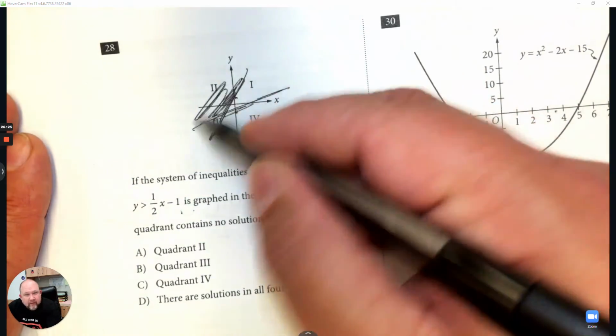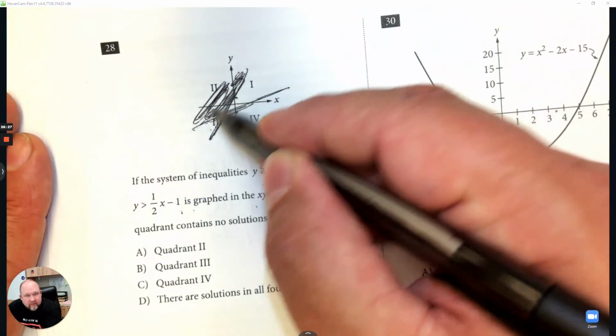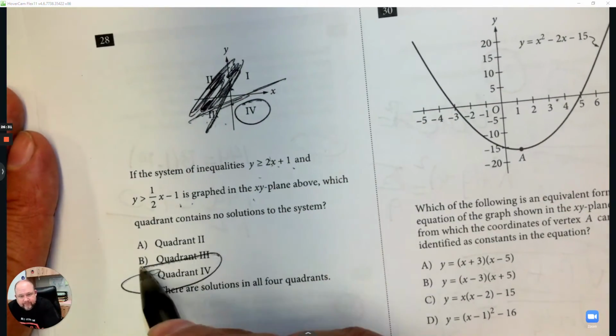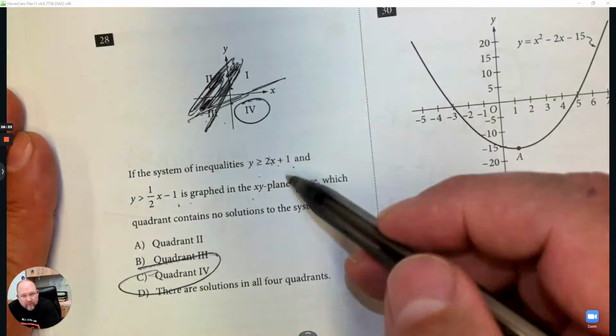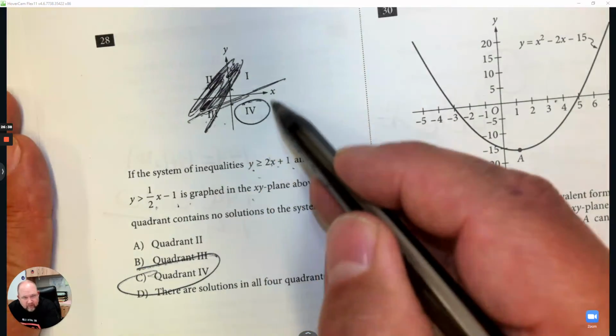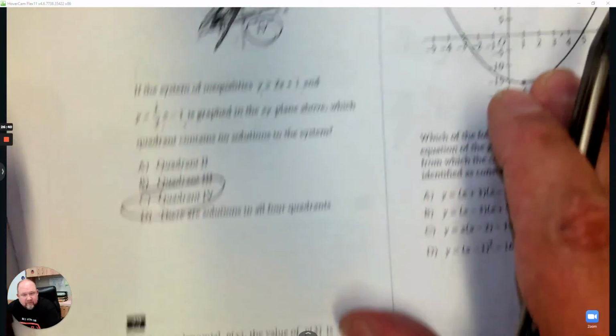So the solution's right here. So this is it, this is it, this is it. So the only quadrant not being used is 4, because it's above both of them. So each quadrant's being used. This is the only quadrant that's not being touched.